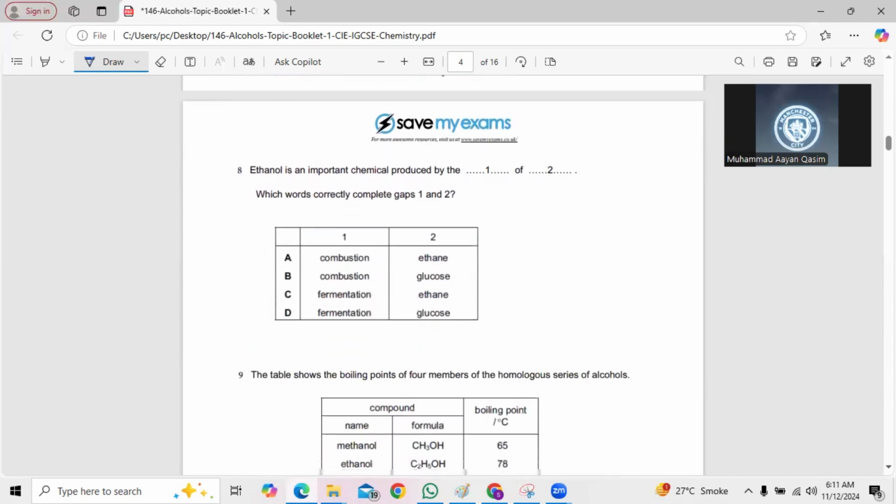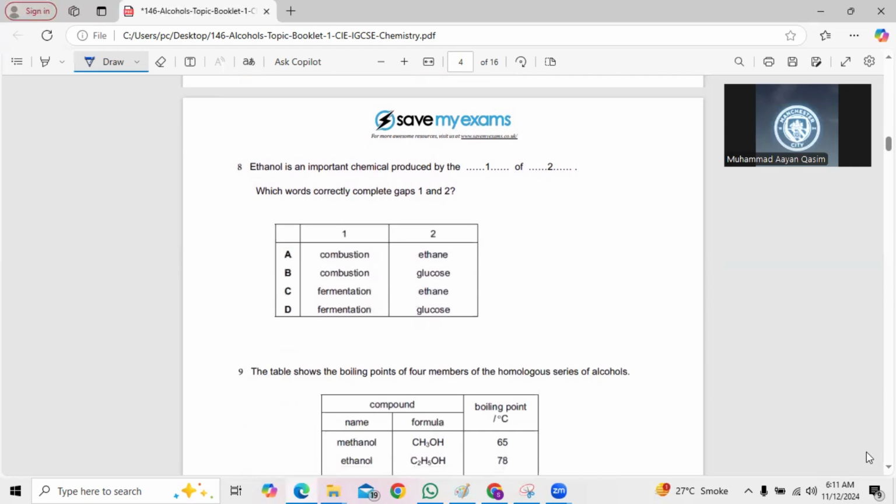Ethanol is an important chemical produced by the process of fermentation. Fermentation of what? Ethane? No, no, we have studied this, glucose. Yes, be careful. So the answer would be D.